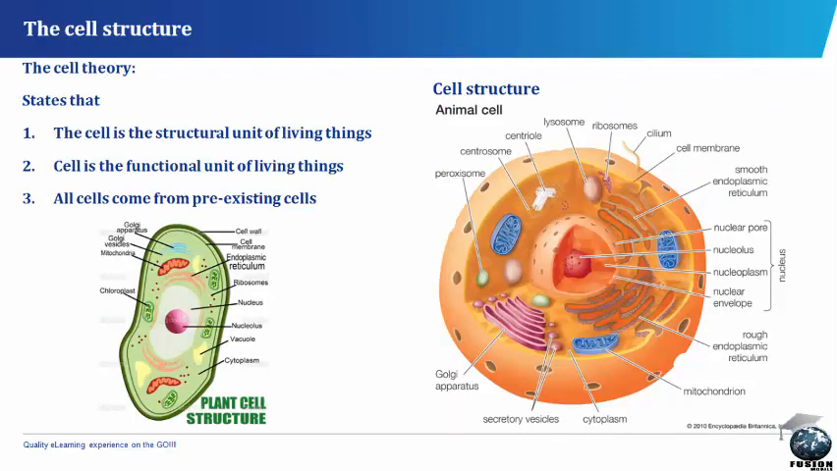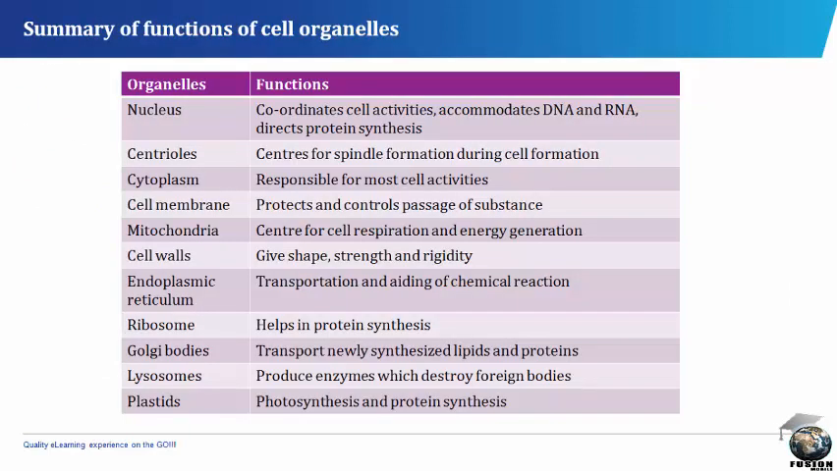The cell structure. First of all, the cell theory states that 1. The cell is the structural unit of living things. 2. The cell is the functional unit of living things. 3. All cells come from pre-existing cells. The plant cell structure and the animal cell structure differ in various ways. Summary of functions of cell organelles.